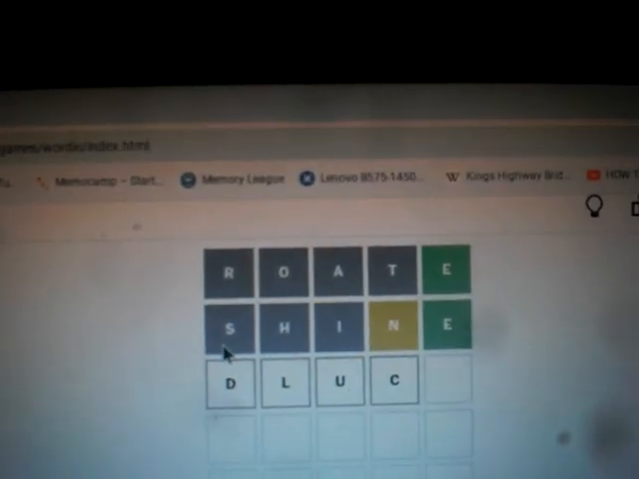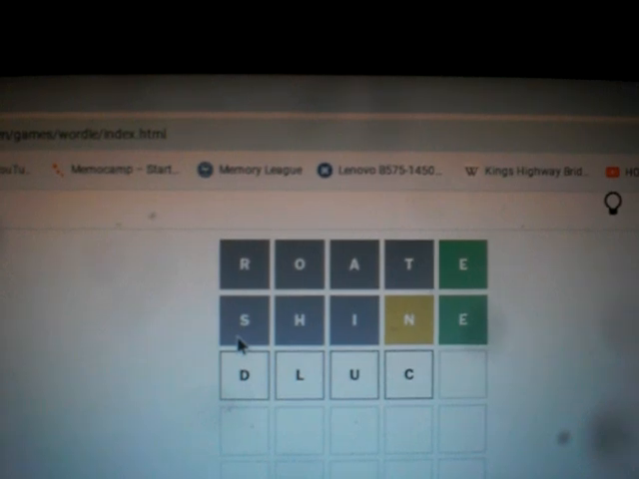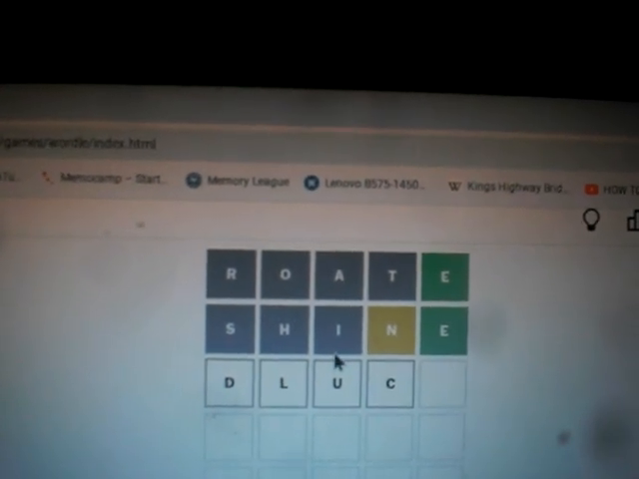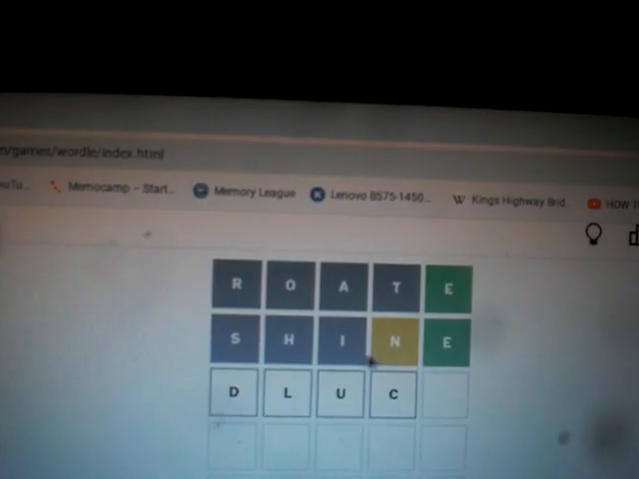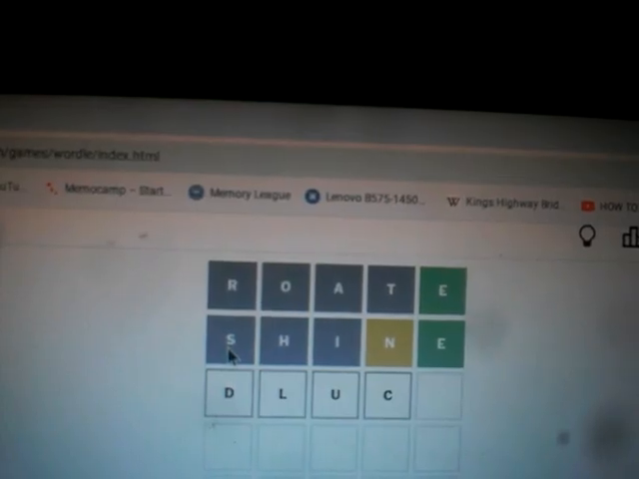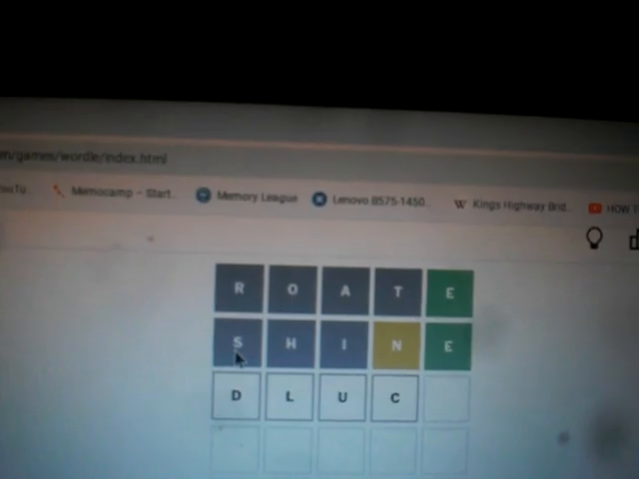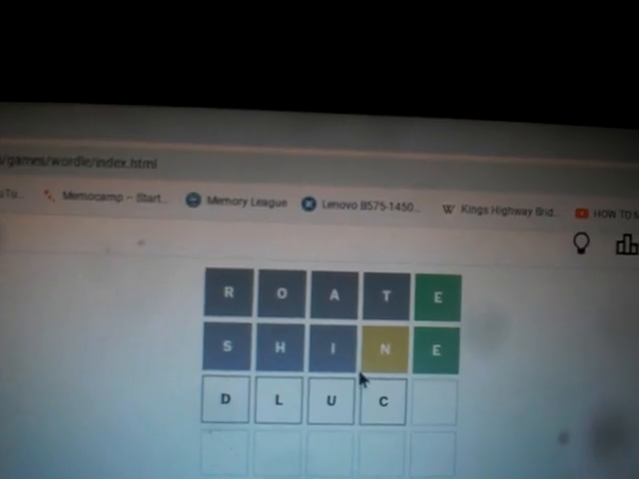Nothing's jumping out at me here, so let's go through the alphabet real quick, see if we get anything. A, B, C, D, E, F, G, H, I, J, K, L, M, N, O, P, Q, R, S, T, U, V, W, X, Y. Boy, not seeing much. I think we're going to have a second E here. E-N. Oh, fence. F-E-N-C-E, fence. There you go. That'd be pretty sweet if it was fence.